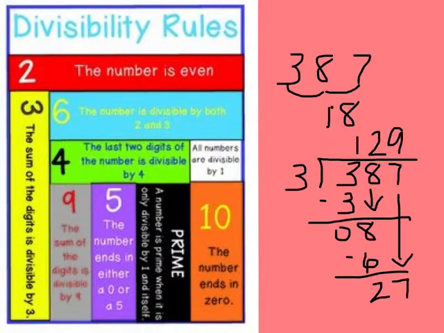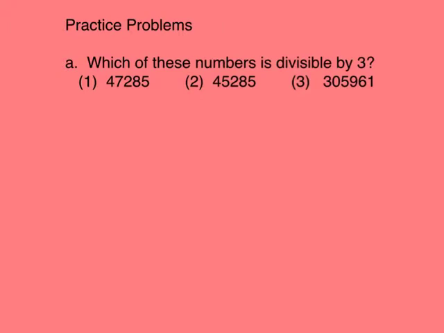Okay, let's go to your practice problems. Alright, A says, which of these numbers is divisible by 3? So we need to add the digits to find out. 4 plus 7 is 11. Plus 2 is 13, and 13 and 5 is 18, and 18 and 8 is 26. Well, 26 is not divisible by 3, so this can't be also.